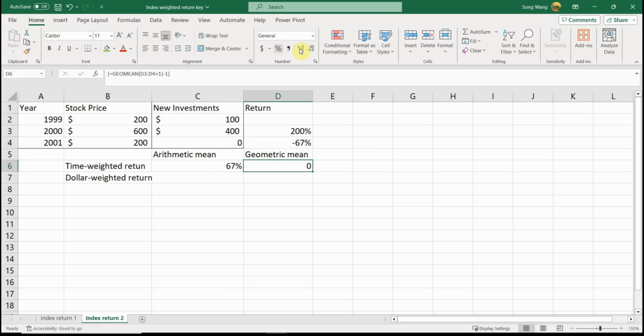And then the geometric mean is more realistic because from 200 and then get back to 200 after 2 years, the geo mean is 0%. It's less biased. It's more accurate than the arithmetic mean. No matter which method you use, it's called a time-weighted return, because the return of 200% and the negative 67% are treated equally in the series of returns to calculate the mean.